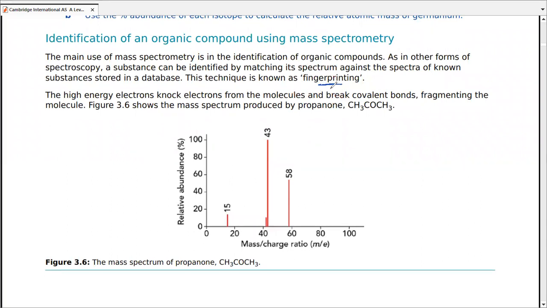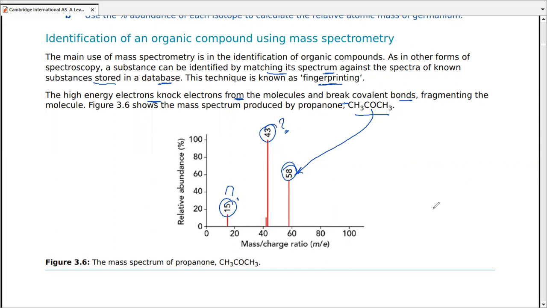Remember, the fingerprinting technique is this: we match the spectra of known substances in the database, and we have a really big database on the internet or in books, so that can really help us. Remember, the high energy electron knocks out electrons from the molecules and breaks covalent bonds. For example, propanone is taken, and you have these three values. Of course, this might be this, if we don't break any bonds. But if we do break bonds, what is this and what is this?